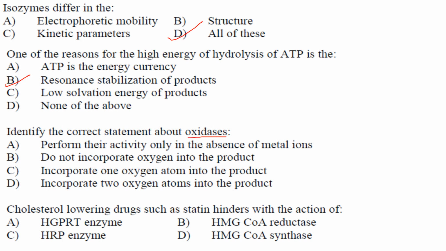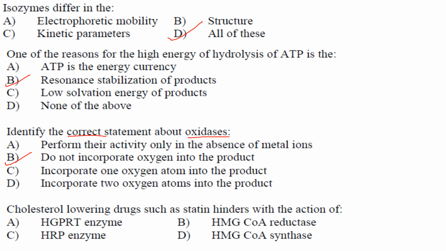Identify the correct statement about oxidases. Oxidases catalyze oxidation-reduction reactions which involve transfer of hydrogen from substrate to oxygen to form water or H2O2. They have asked for the correct statement. Perform their activity only in the absence of metal ions? That is not correct. Do not incorporate oxygen into the product? Yes, they transfer hydrogen, not oxygen, from a substrate to oxygen to form water or hydrogen peroxide. Incorporate one oxygen atom into the product, that is in the case of monooxygenases. Oxygenases are enzymes that incorporate oxygen into the substrate, and there are 2 types: monooxygenases, which incorporate one oxygen atom into the product, and dioxygenases, which incorporate 2 oxygen atoms. So C and D are oxygenases, they are not oxidases.